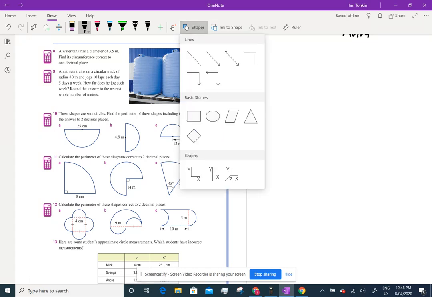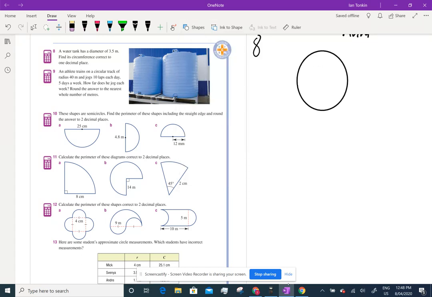So question 8, and it says, a water tank has a diameter of 3.5. Find the circumference. So it has a diameter of 3.5. So it's just that. And you can do that because if you did question 5, you'll be okay. It's just going to be pi times 3.5.